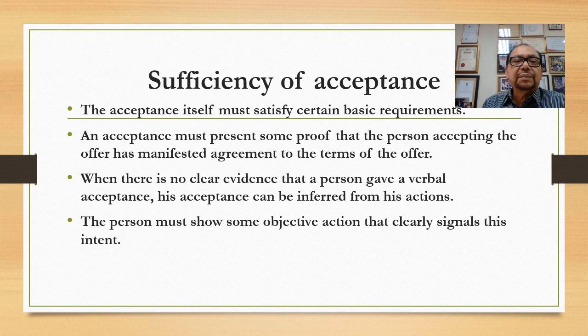Sufficiency of acceptance. The acceptance must satisfy certain basic requirements. An acceptance must present some proof that the person accepting the offer has manifested agreement to the terms of the offer. So when there is no clear evidence that the person gave verbal acceptance, the acceptance can be inferred from his action. The person must show some objective action that clearly signals his intent.